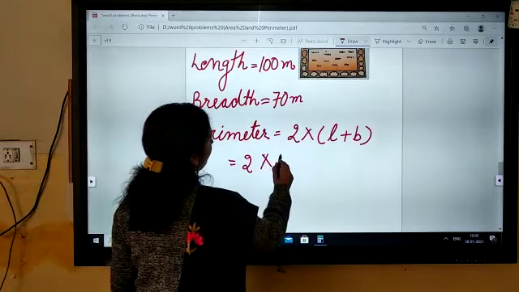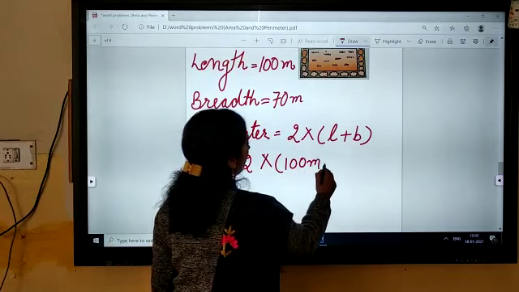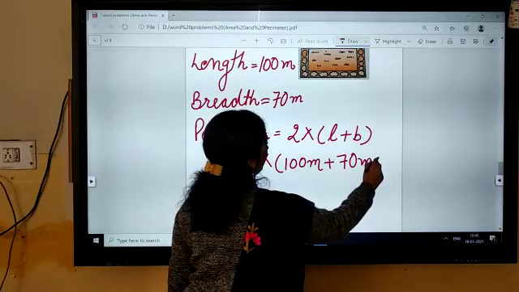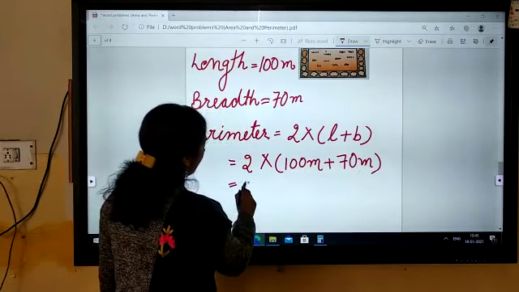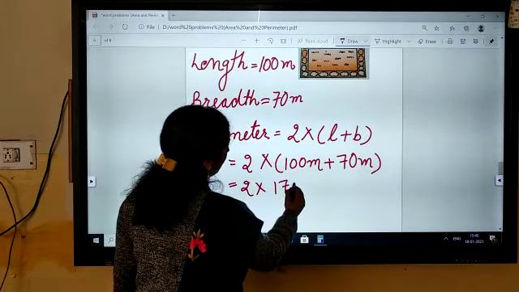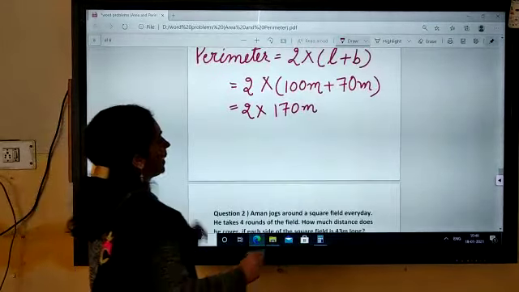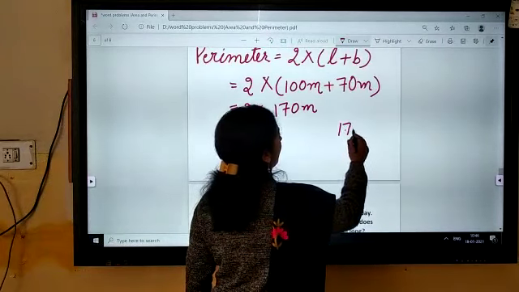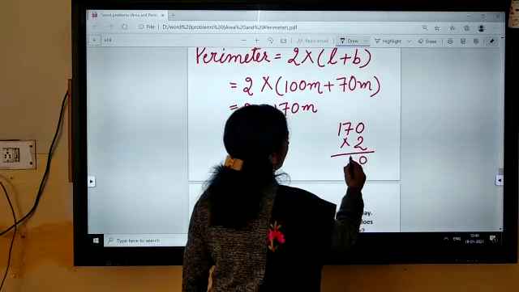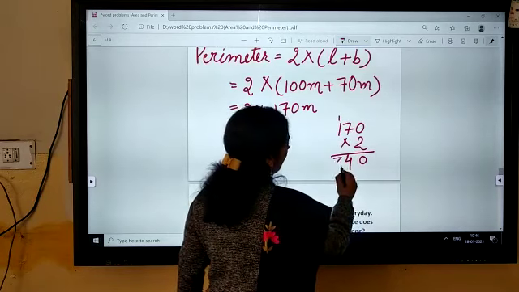2 into L is 100 meters and B is 70 meters. So 2 into 100 plus 70, 170 meters. Now we will multiply 170 with 2. 2 zeros are 0, 2 sevens are 14, 1 carry over, 2 ones are 2 plus 1, 3.